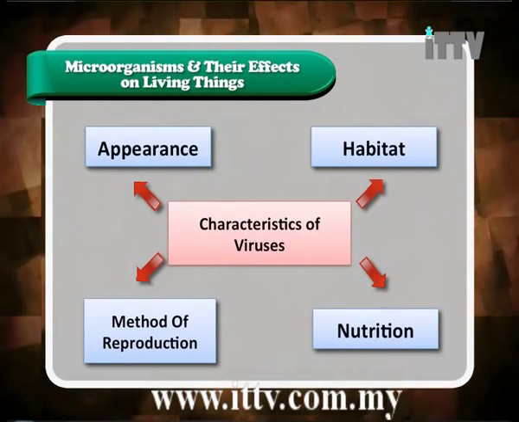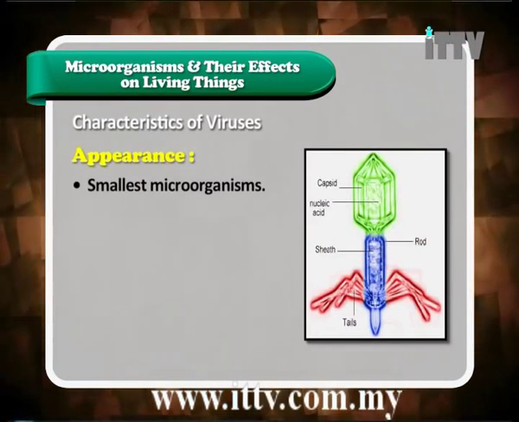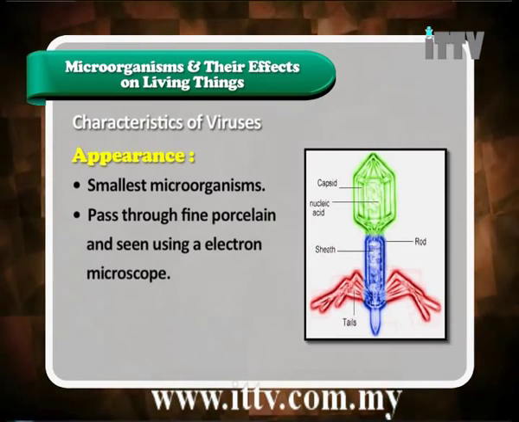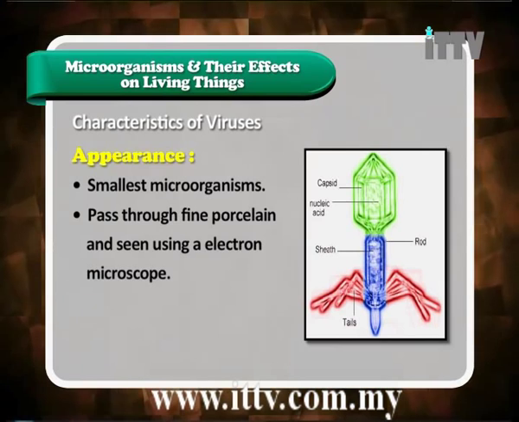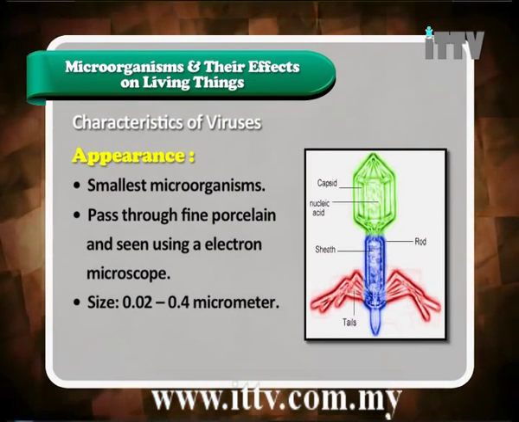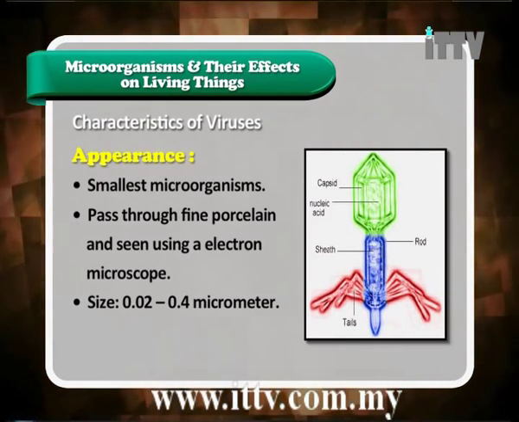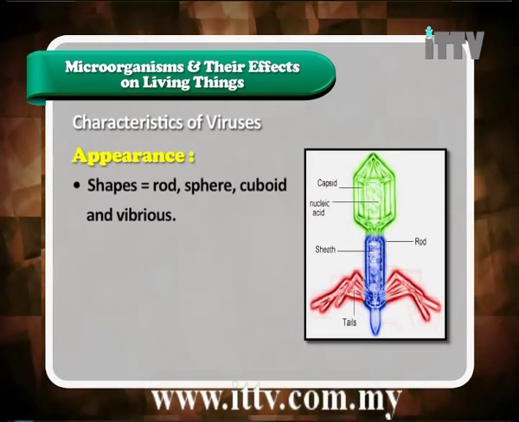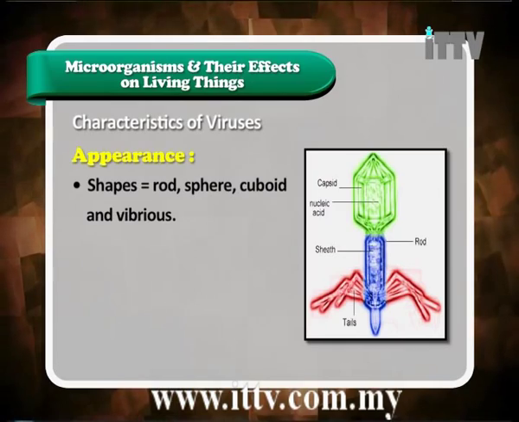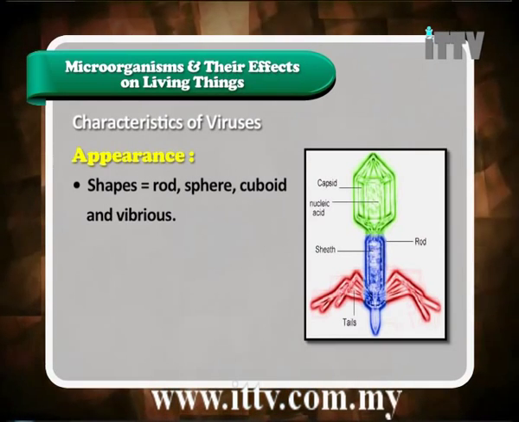Characteristics of viruses. Viruses are the smallest microorganisms. They can pass through a fine porcelain filter and can only be seen using an electron microscope. The size of viruses varies from 0.02 to 0.4 micrometer. Viruses exist in shapes such as rods, spheres, cuboids, and vibrios.